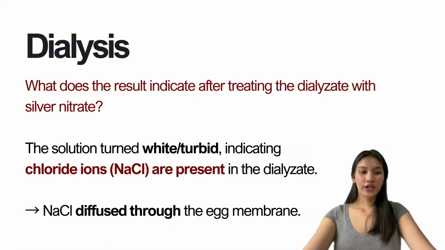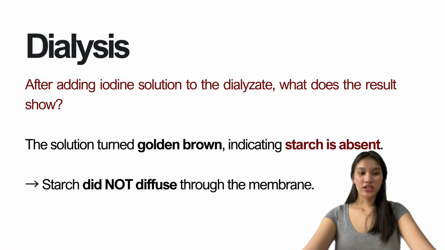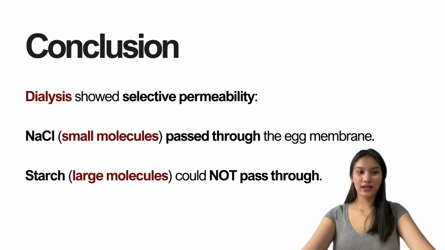So the solution turned white turbid, indicating chloride ions are present in the dialysate. So NaCl diffused through the egg membrane. So the third question is, after adding iodine solution to the dialysate, what does the result show? So the solution turned golden brown, indicating starch is absent. Starch did not diffuse through the membrane. Conclusion, dialysis shows selective permeability.